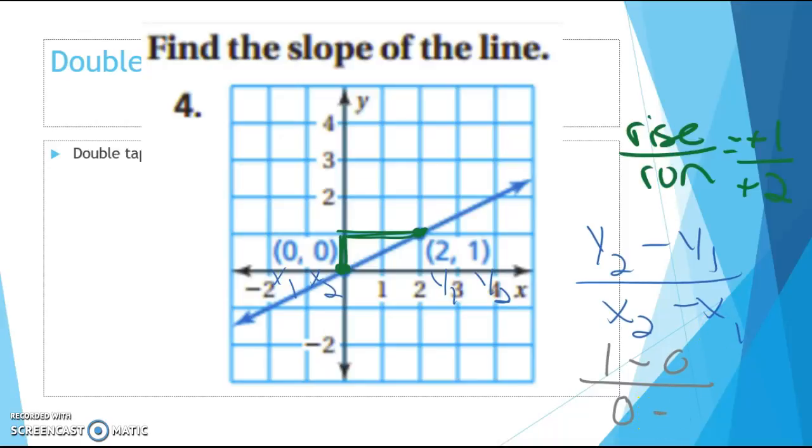Actually, sorry, let me do that again real quick. I put in the wrong numbers by accident. So if I was to do this, I would actually label my points correctly.